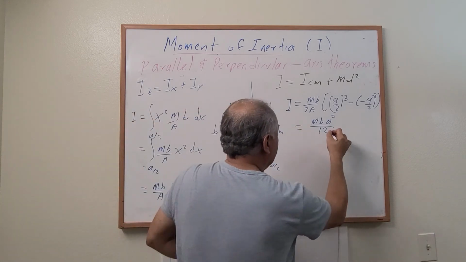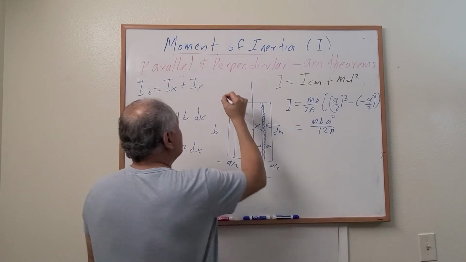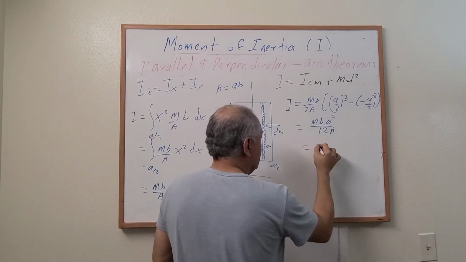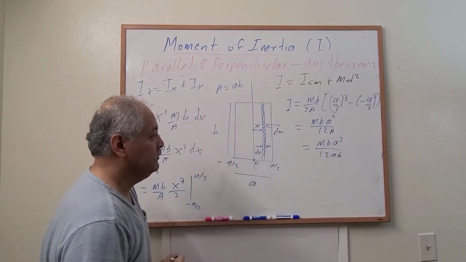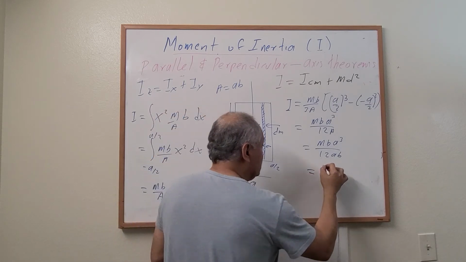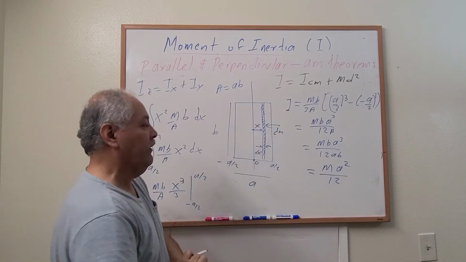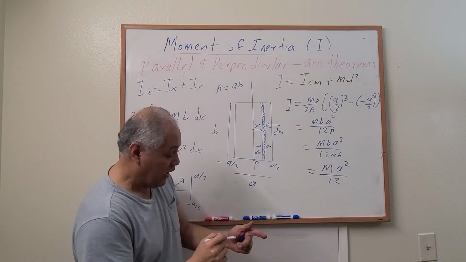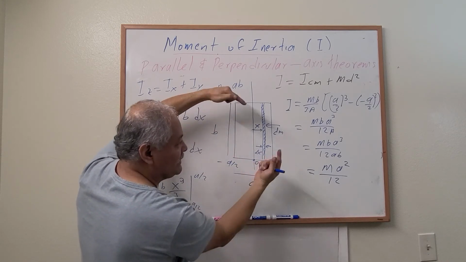We divide by the area. But what is the area of this surface? Well, the area is equal to ab, correct? So this is equal to M b a cubed over 12ab. And this equals the total mass times a squared over 12, correct? So this is the moment of inertia for this surface through this a axis.